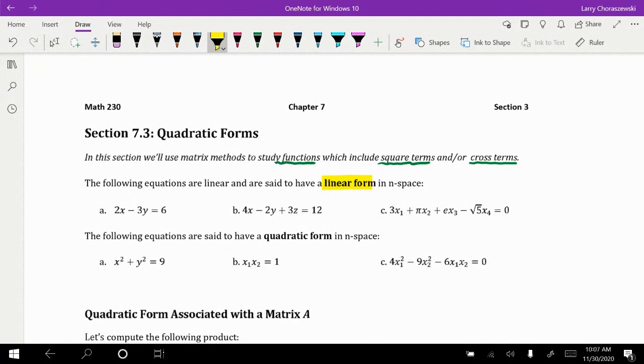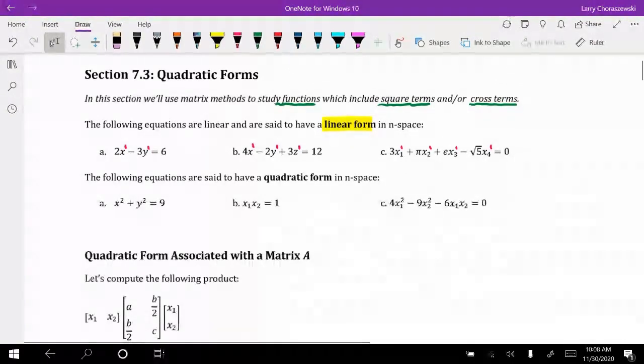So if you look at example part A, our variables are x and y, and each of those variables has a power of 1. Equation B, x, y, and z all have a power of 1. And for equation C, x sub 1 has a power of 1, so does x sub 2, so does x sub 3, and so does x sub 4. So that was our quick and easy way of identifying whether or not an equation was linear. These would be said to have a linear form.